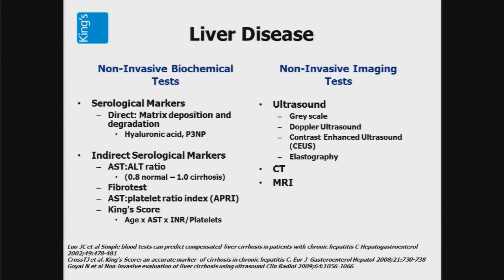There are well-established clinical tools that look at this. The most popular are the FibroTest and the APRI score, which is an AST to platelet ratio. And I'll talk more about the King's score later on as we go.